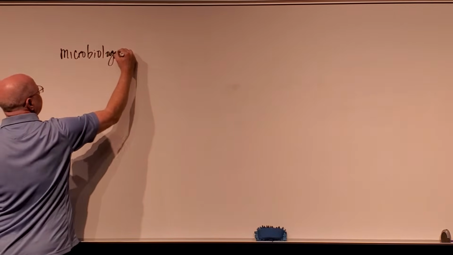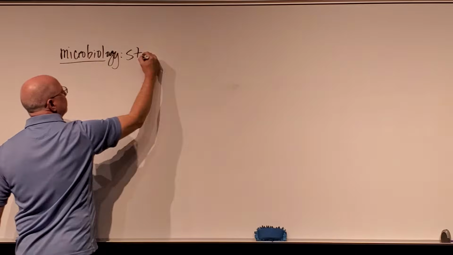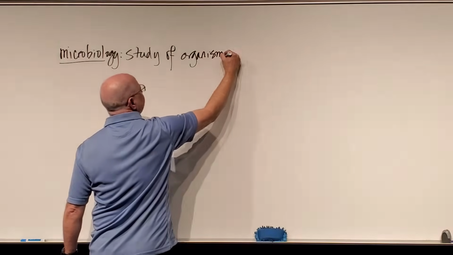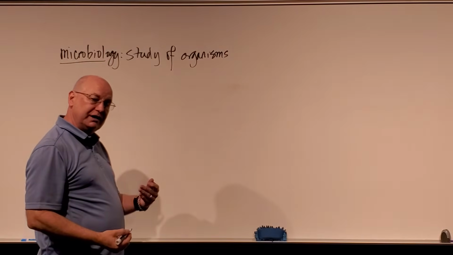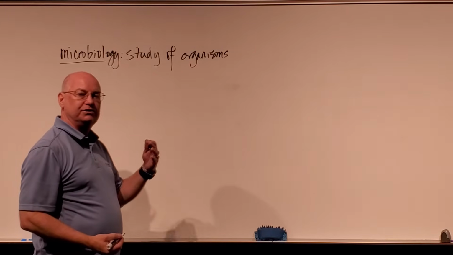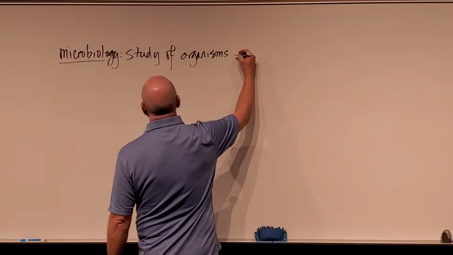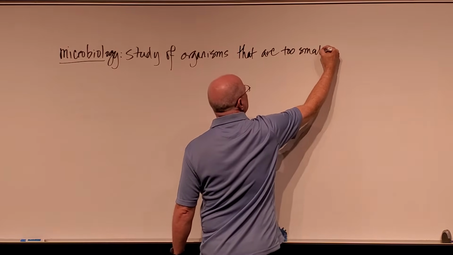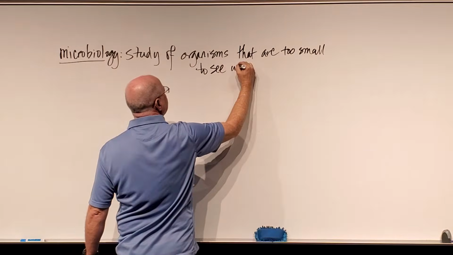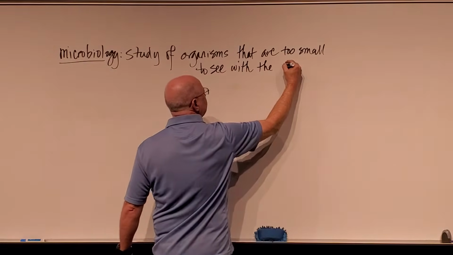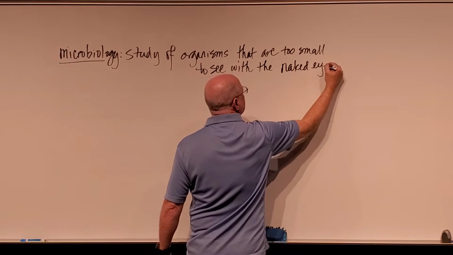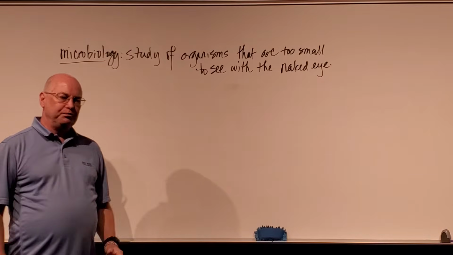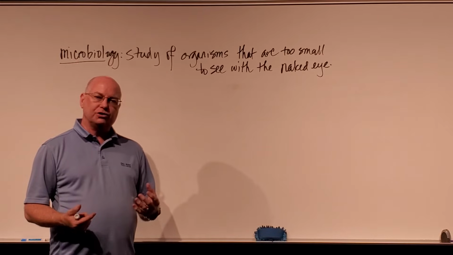Well, microbiology is the study of organisms, and again, none of these definitions are perfect for every situation, okay? Because some of the stuff we're going to look at are not considered living organisms, like viruses and prions. But nonetheless, it's the study of organisms that are too small to see with the naked eye. These are tiny little creatures that we cannot see with just plain old vision. We have to use a specialized instrument called a microscope in order to see them.